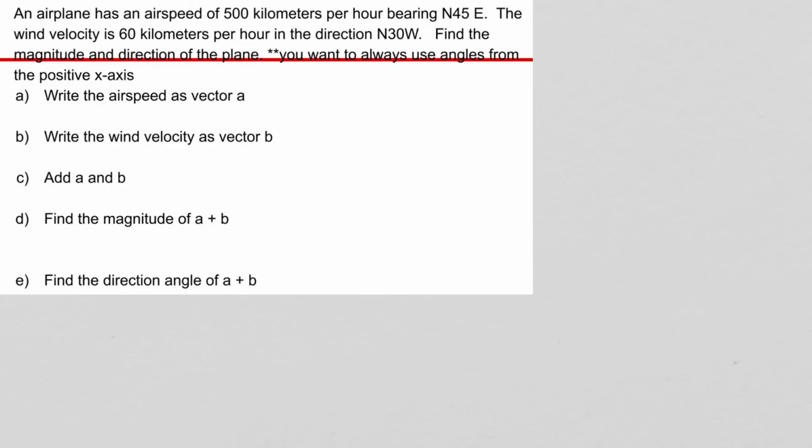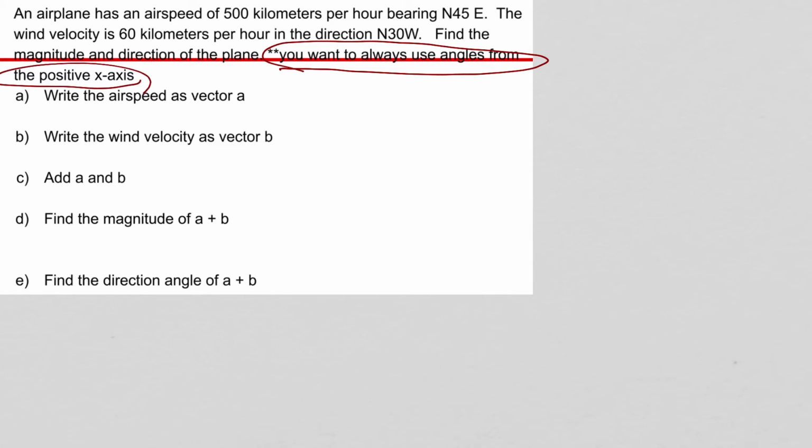So we're going to do two together here. Here we have an airplane that has an airspeed of 500 kilometers, and it's going bearing north 45 degrees east. The wind velocity is 60 kilometers in the direction of north 30 degrees west. Find the magnitude and direction of the plane. You want to always use the angles with the positive x-axis. So this is the most important thing here.